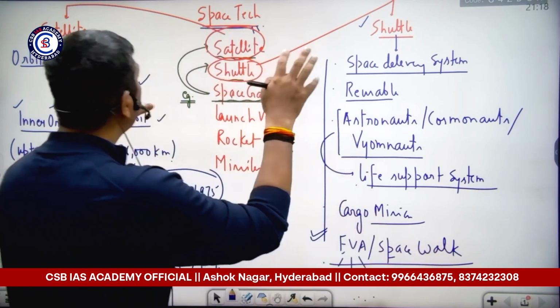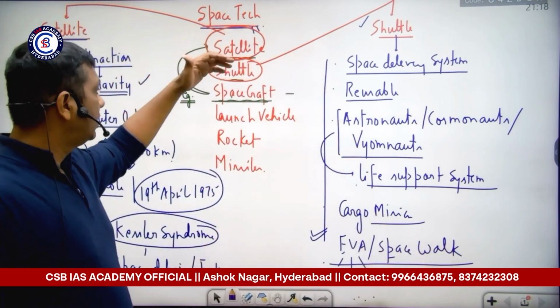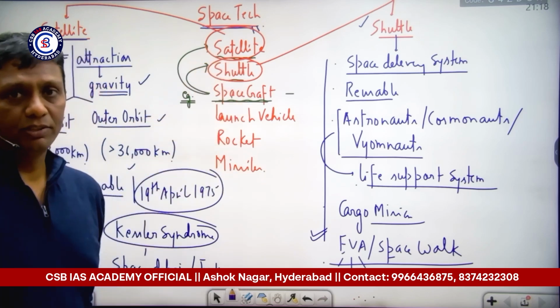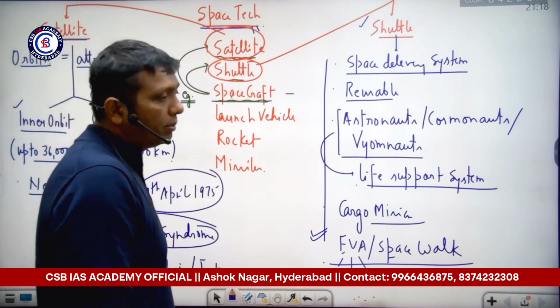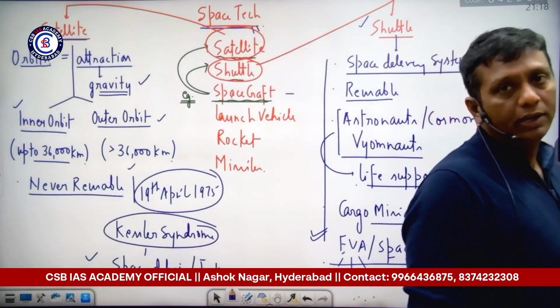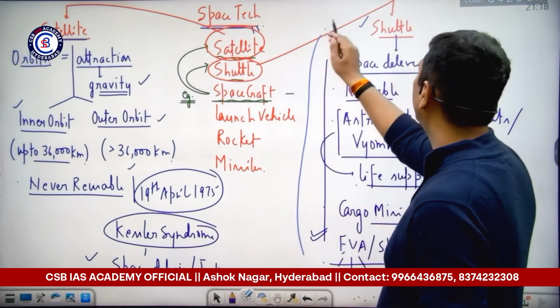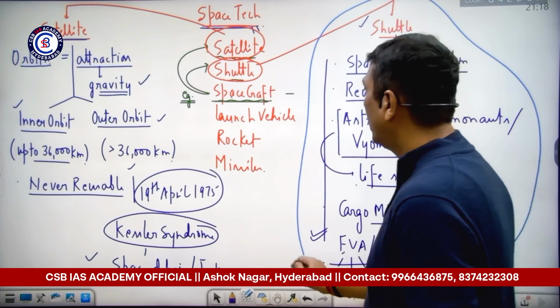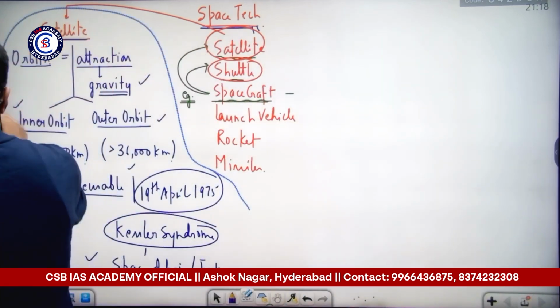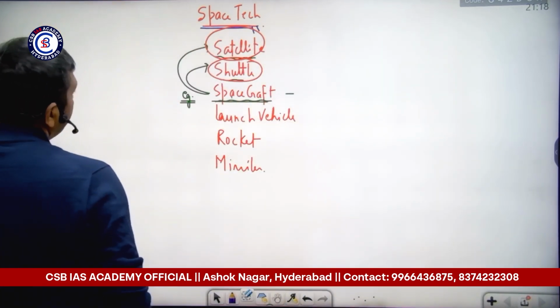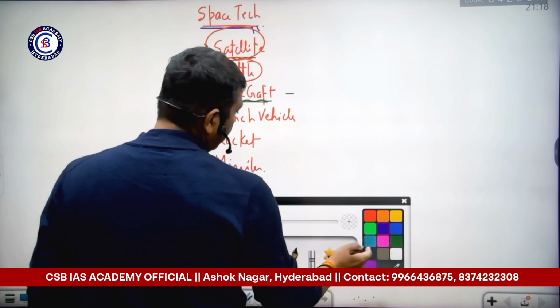So I think you are very clear about the satellite, shuttle, and spacecraft. Does anyone have a problem in this understanding? Okay, a few more keywords are here, guys, like launch vehicle, rockets, missiles. Now, listen, in a very simple way, what is the meaning of all this?